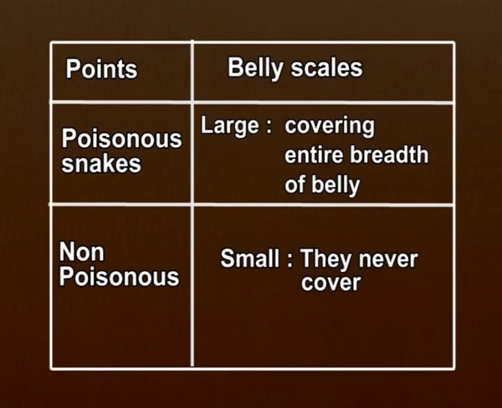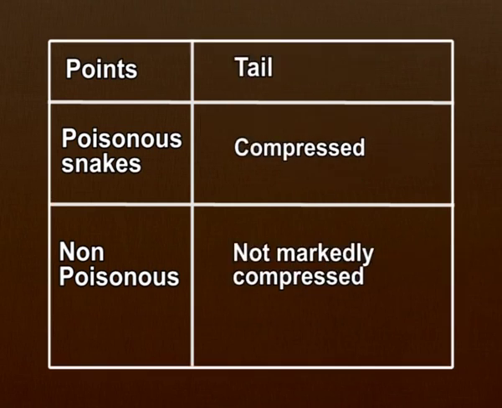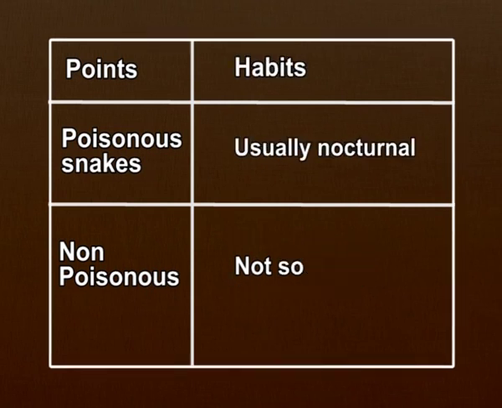If you compare the belly scales, a large covering the entire breadth of the belly is observed in case of poisonous snakes and small size is observed in case of non-poisonous snakes. The tail, if you compare, is a very prominent part of the snake. Poisonous snake shows a tail which is very compressed, but the non-poisonous snake shows the tail is not well marked and compressed. The habits include that poisonous snakes are usually nocturnal in nature, but in case of non-poisonous snakes, no special observation is there.